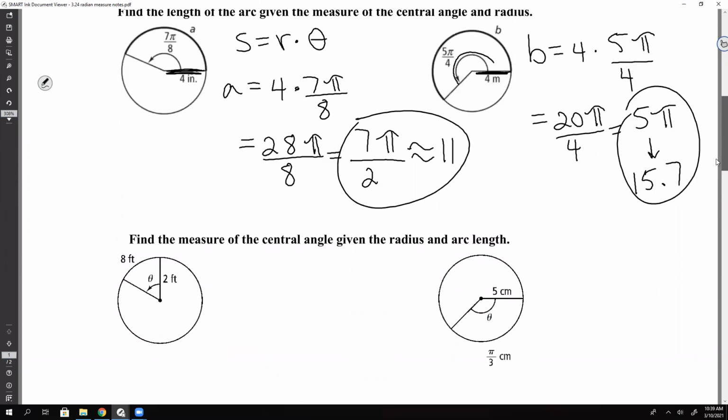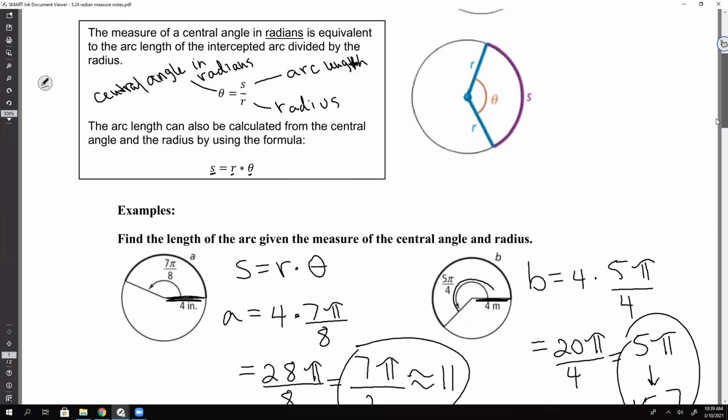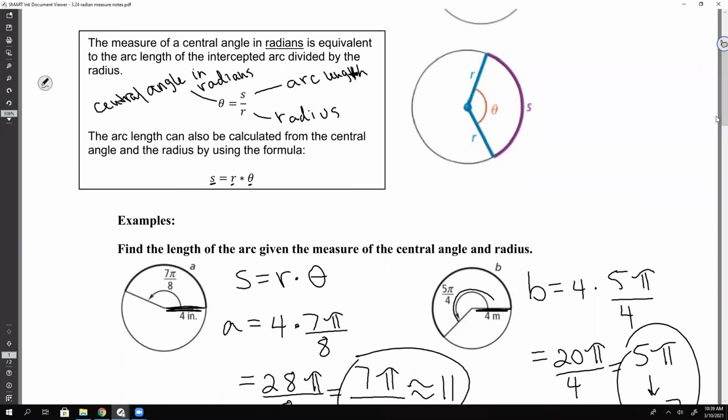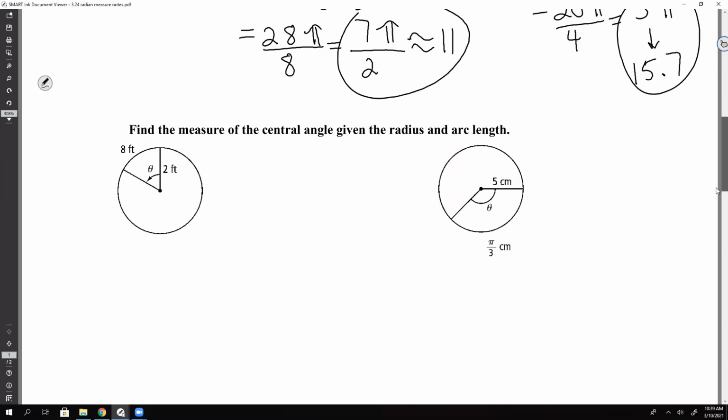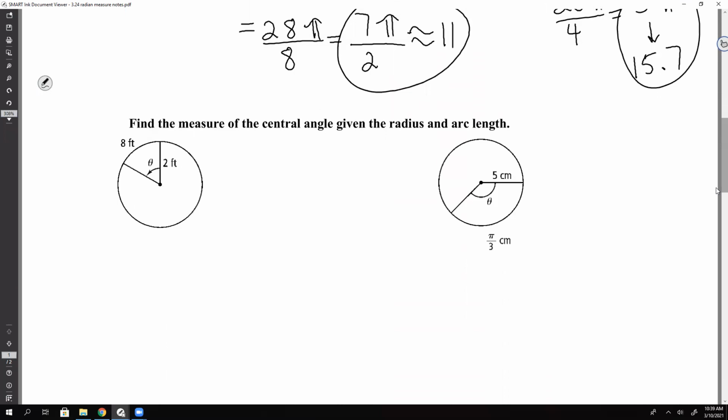Okay, so go back up here to our formulas. This time we need to find the central angle, which is theta. So we need theta, and that's equal to, you take the arc length and you divide it by the radius. So theta equals arc length divided by the radius. So theta equals, and here we have 8, because our arc length is 8, and our radius is 2. So 8 divided by 2, theta is 4.